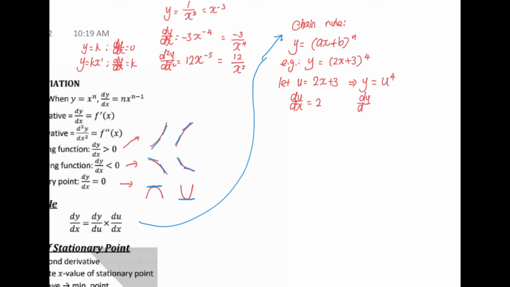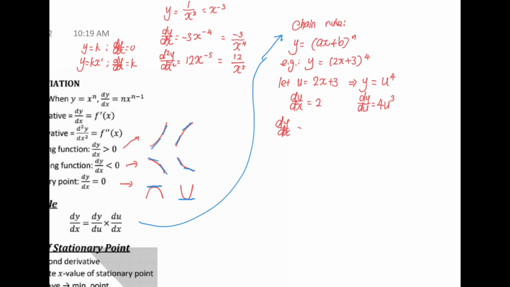Now this side, dy/du. The differentiation of u to the power of 4: the power 4 will move in front, so 4u to the power of 3. Okay, so we have du/dx, we have dy/du. Now we apply the chain rule.